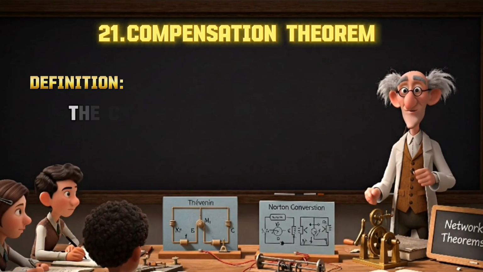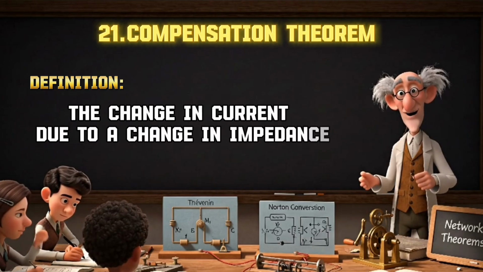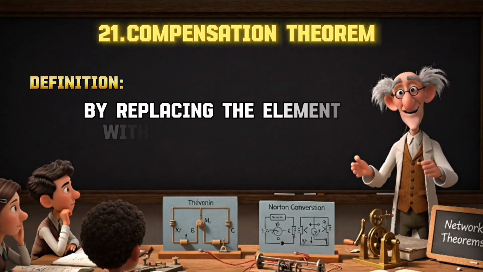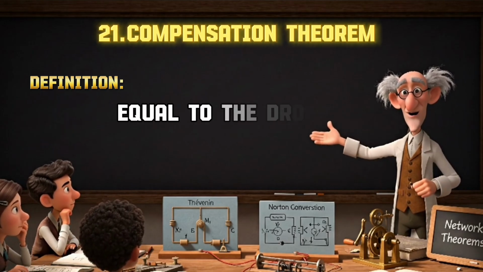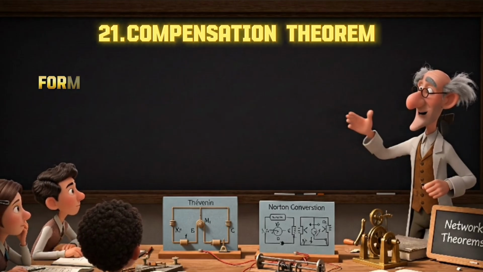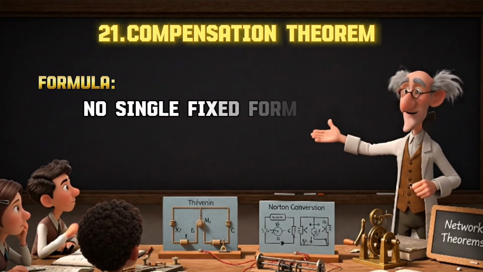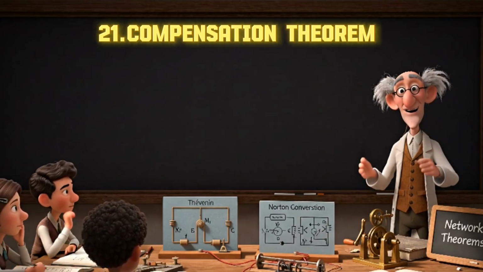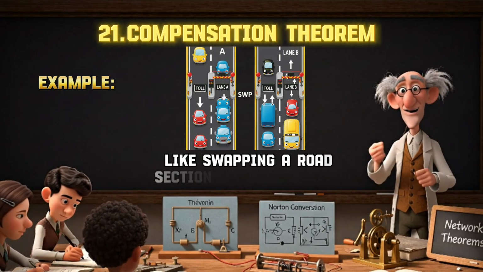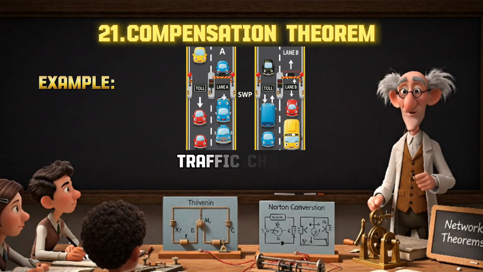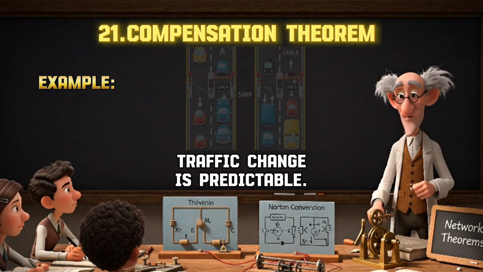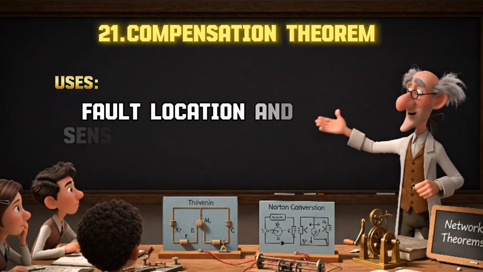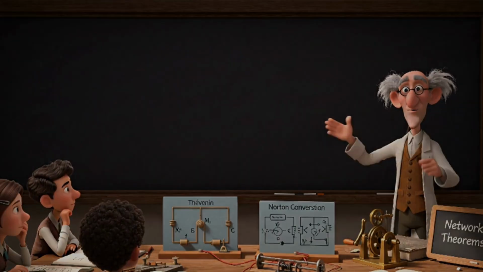Compensation theorem. Definition. The change in current due to a change in impedance can be calculated by replacing the element with a voltage source equal to the drop across it. Formula. No single fixed form, based on KVL/KCL application. Example. Like swapping a road section with a toll gate, traffic change is predictable. Uses. Fault location and sensitivity analysis.